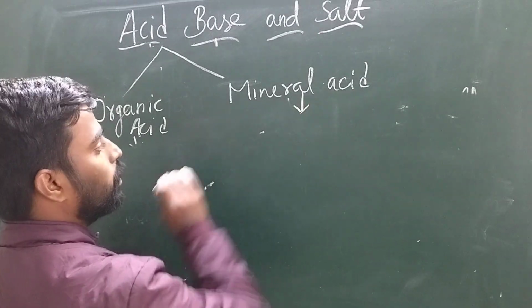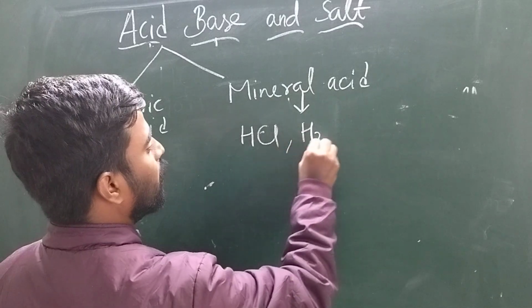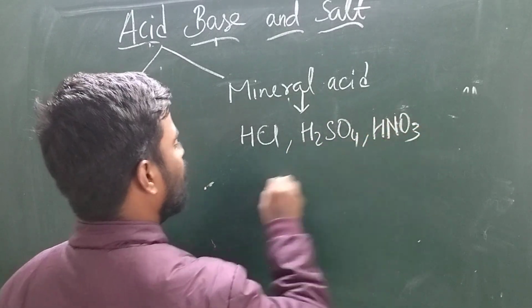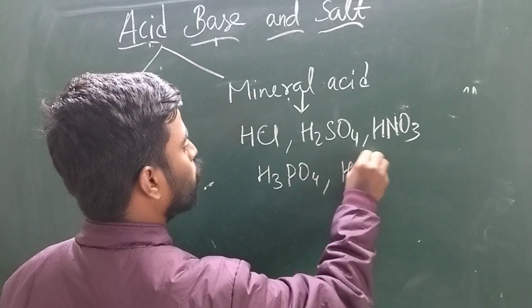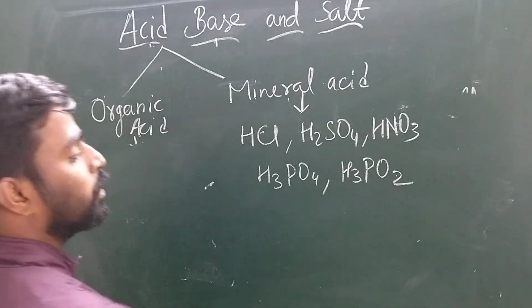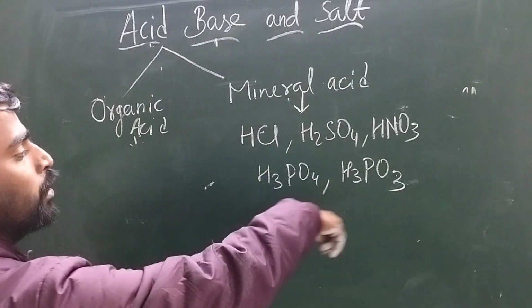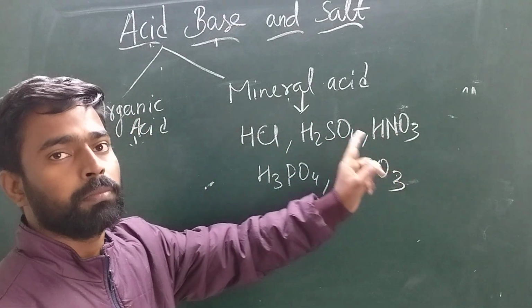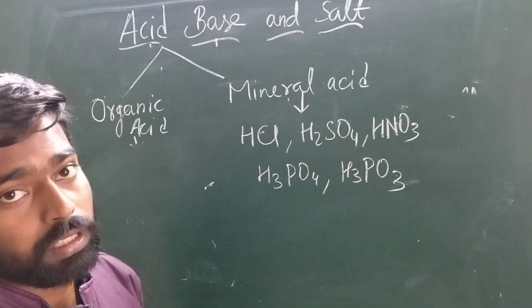First of all, we take the example of mineral acid: HCl, H2SO4, HNO3, H3PO4, H3PO2, phosphorus acid and phosphoric acid, H3PO3. These are the acid in which carbon is not used, means they are not made up of carbon, so they are considered as a mineral acid.